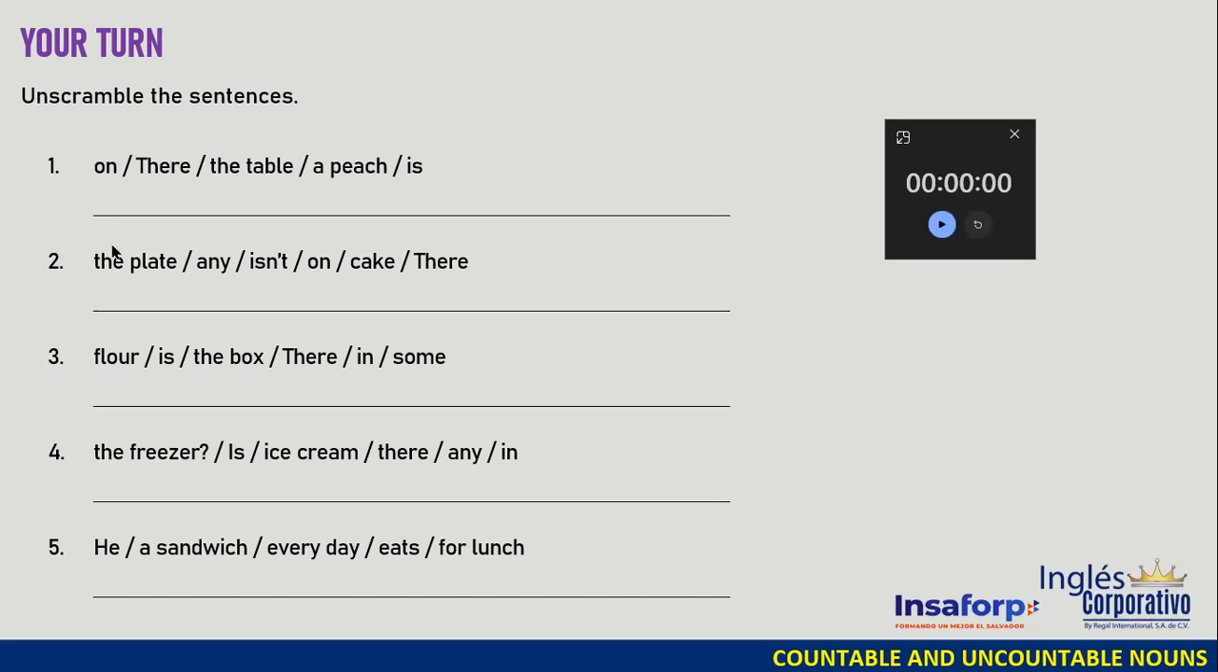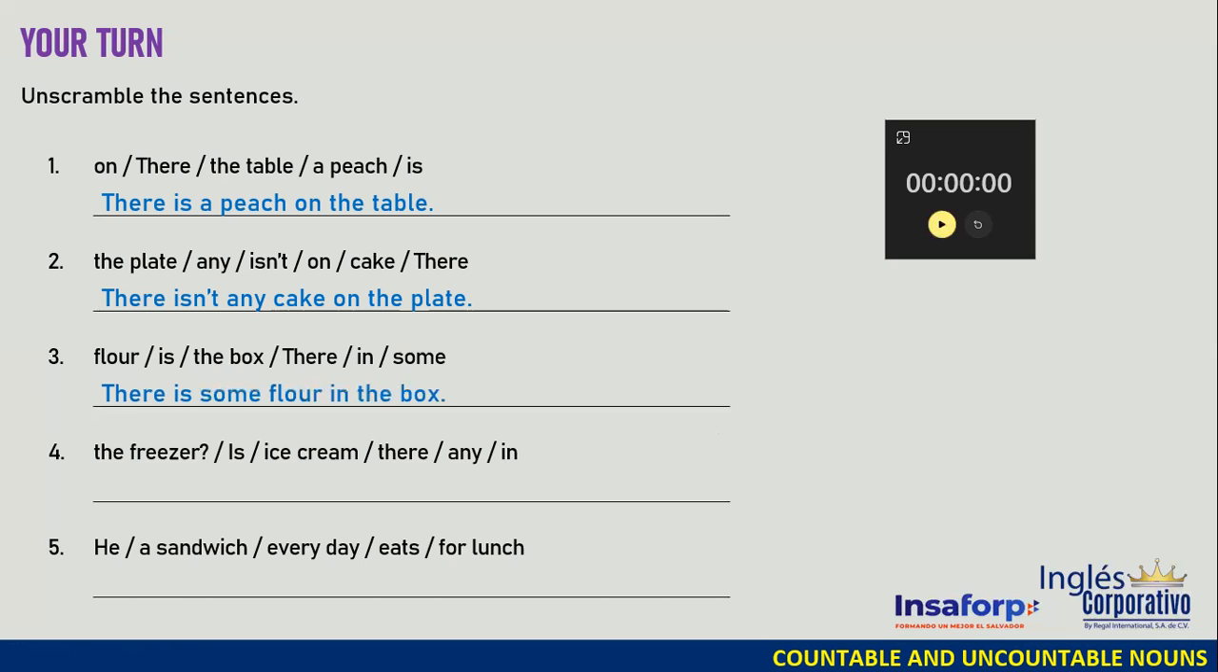So number one, it says on there the table of page E. So what will be the correct sentence? There is a peach on the table. Very good. That's correct. Okay. Number two, the plate any isn't on cake there. There isn't any cake on the plate. Correct. Very good. Number three, flour is the box there in some. There is some flour in the box. Very good. There is some flour in the box.